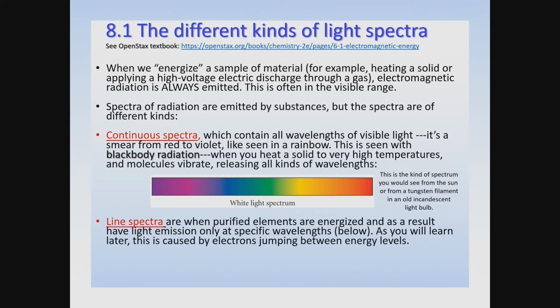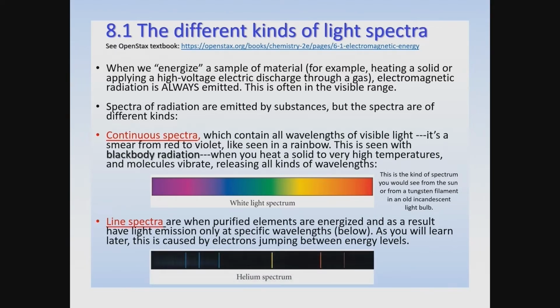However, there's another, different kind of spectra that can be made by matter. This kind of spectra is made when you take purified elements and you stick them into some kind of glass tube and you send a very strong voltage through them. When you do that, you strike these elements in the glass tube with the voltage, and then they will produce electromagnetic radiation as well. But what you get is not a smear of color like you see with the continuous spectrum. Instead, you get only individual discrete wavelengths that are released by these elements.